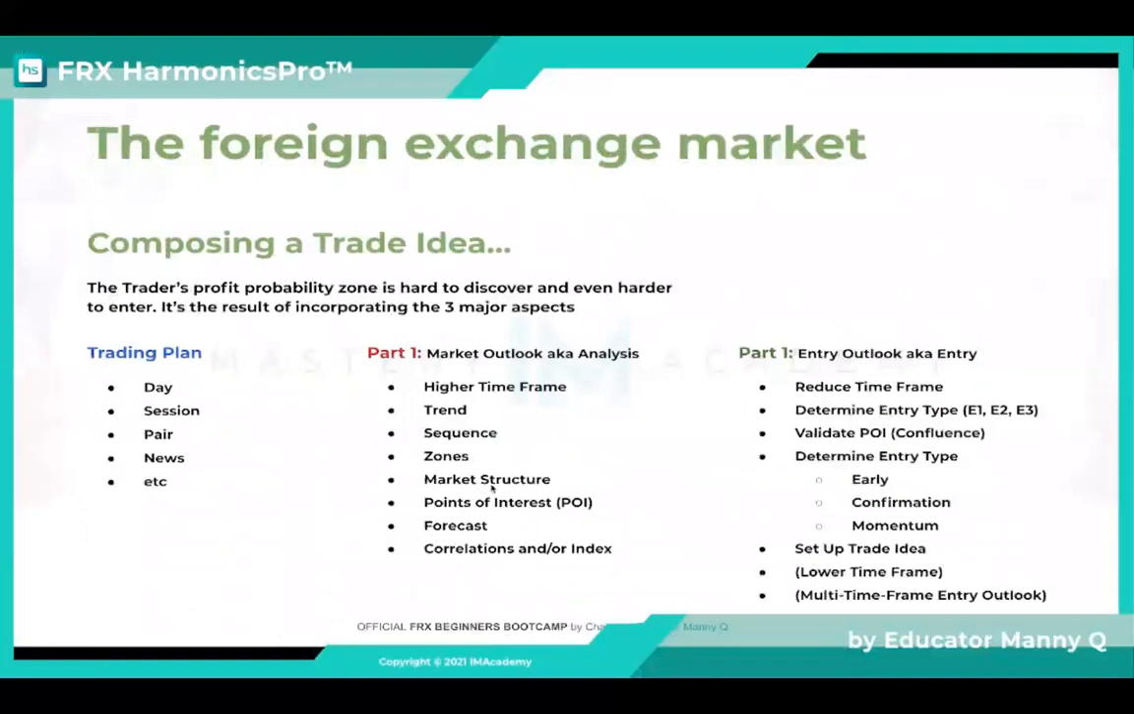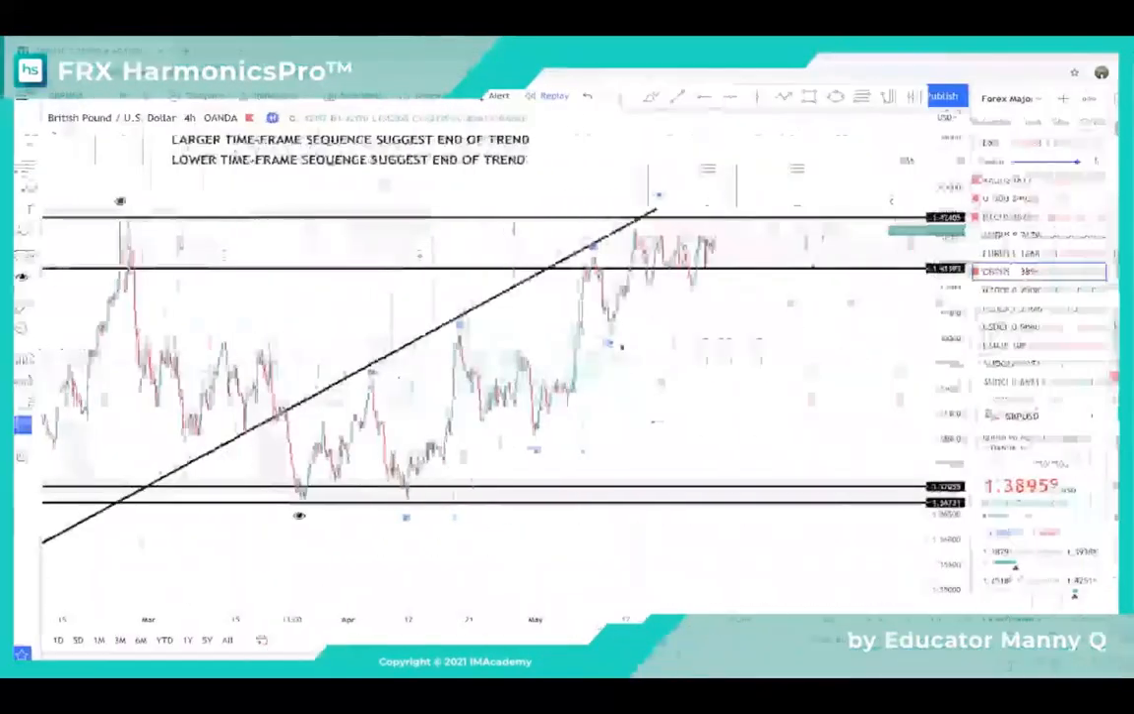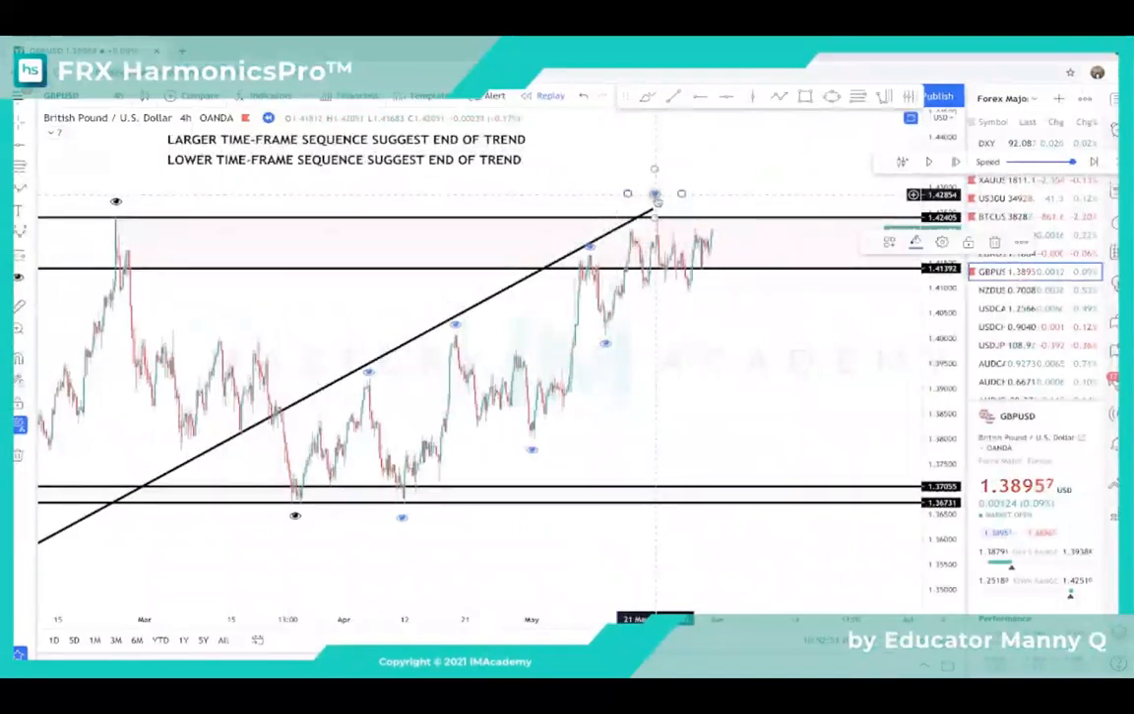Now let's come over here. So now that you've identified the market structure, we see that the market structure is still in fact up. Market made a high. Market made a low right over there. The market is holding. There we go.